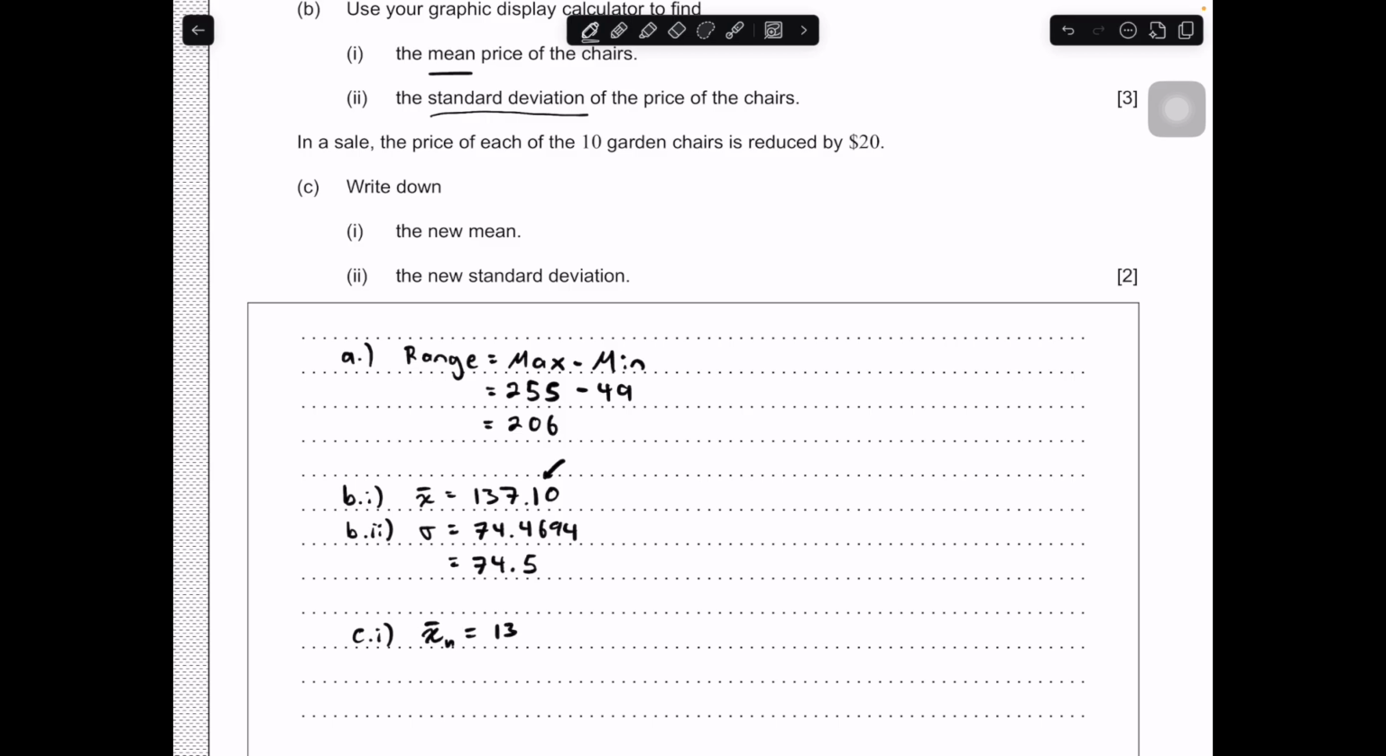And this is 137.10 minus $20. So our new average would be 117.10.